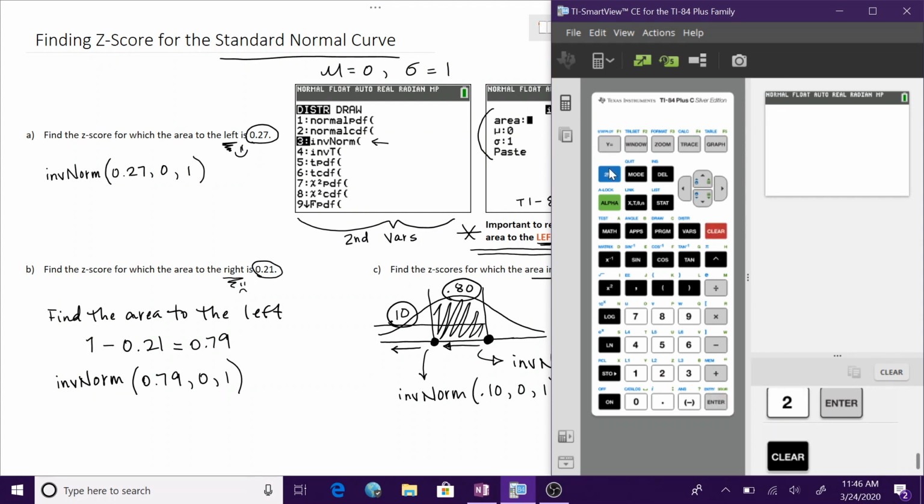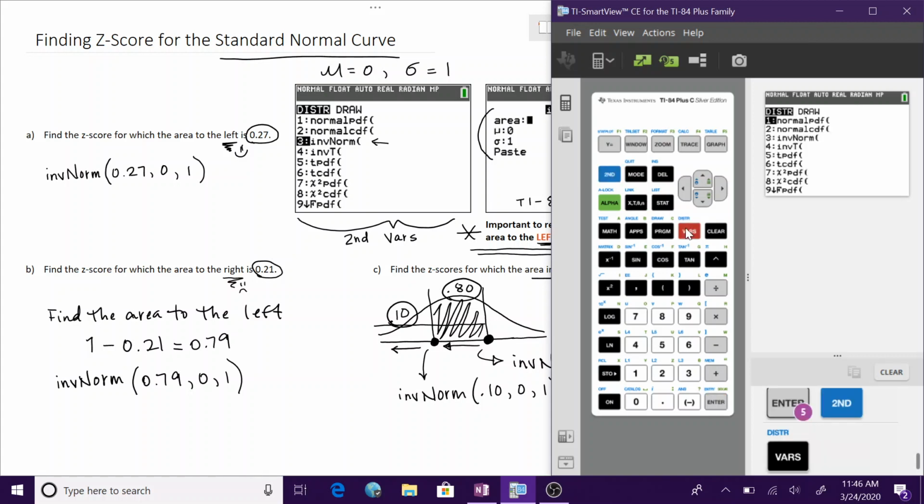Alright, so first and foremost, we're going to go to second vars, toggle down to inverse norm. Our area again was 0.270, our mean is 0, and 1 our standard deviation. And we're going to paste and enter, and we see that our z-score for this area is going to be negative 0.6128.